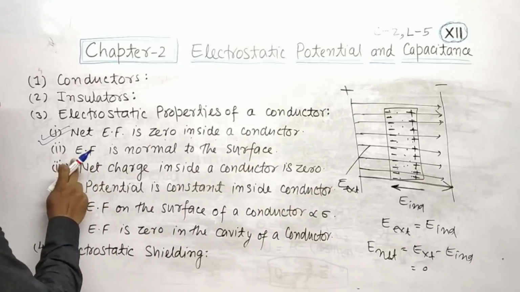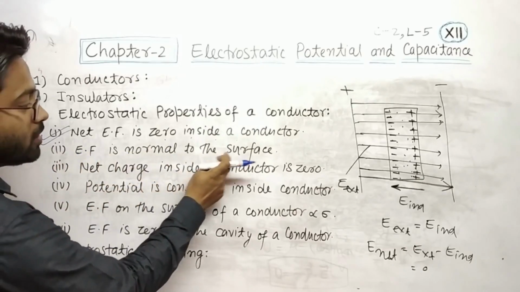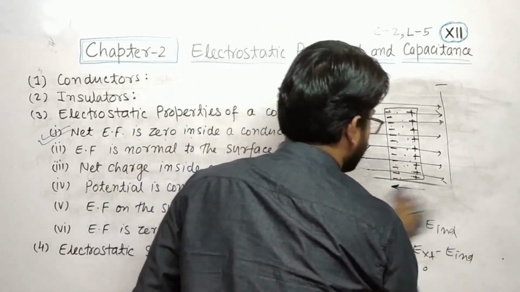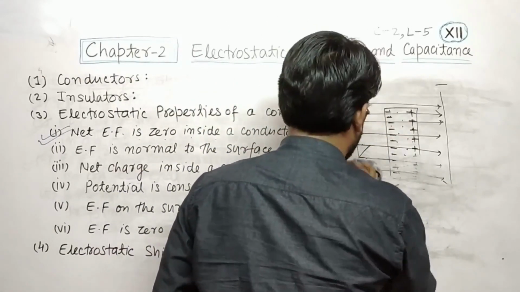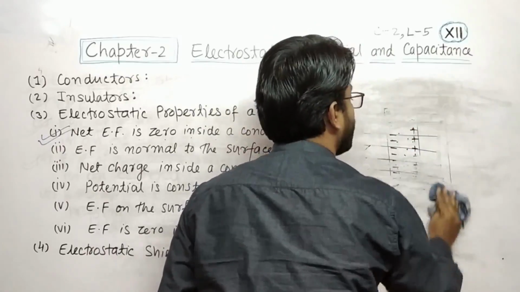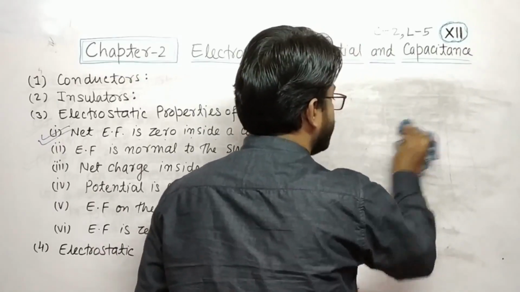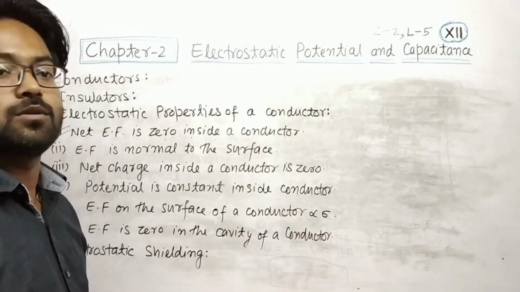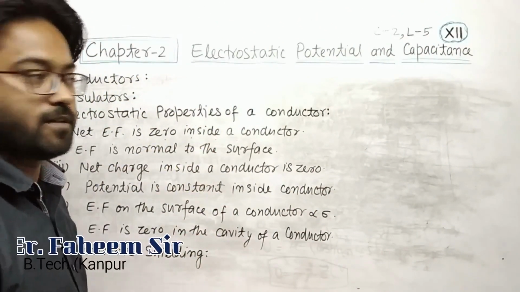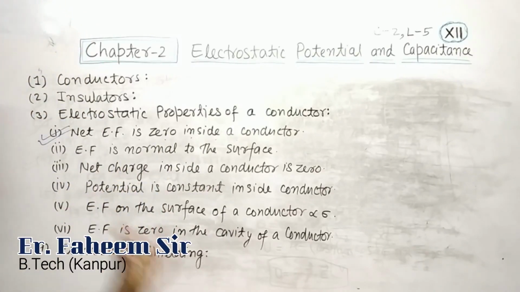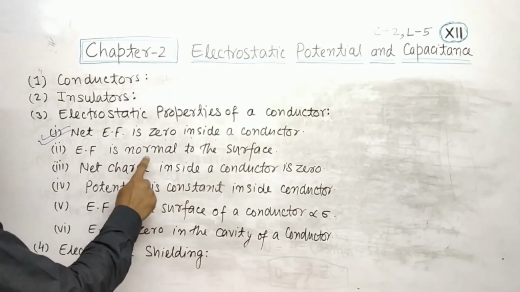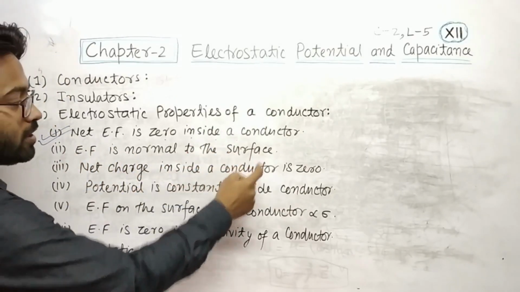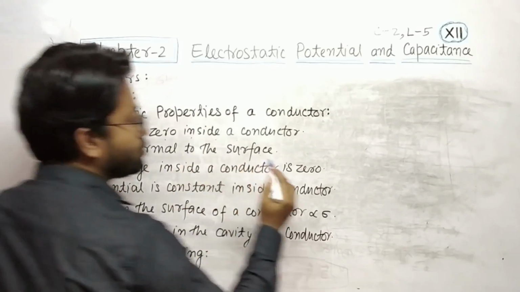Next point, electric field is normal to the surface of a conductor. Normal to the surface means the electric field is always normal. We have studied in the previous chapter that the electric field is always normal to the surface of the conductor. Why? What is the reason behind this point?